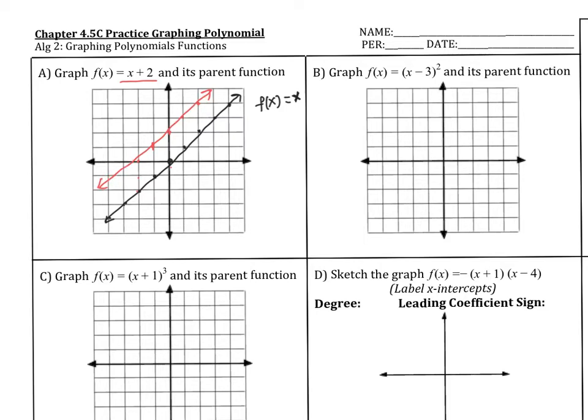The parent graph for letter B, the function (x - 3) squared, is going to be f(x) = x squared. And it's a square function, so it's going to have a parabola as a graph, or a U-shaped graph. Starting from 0, 0, it's going to be 1, 1. And the next point, from 1, 1, you're going to go up 3. So that's going to be 2, 4.